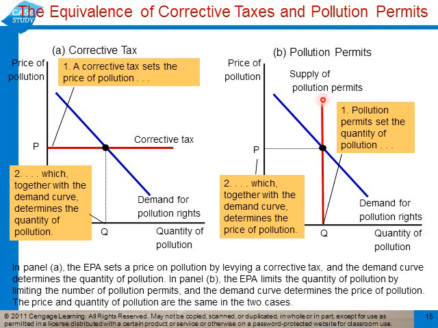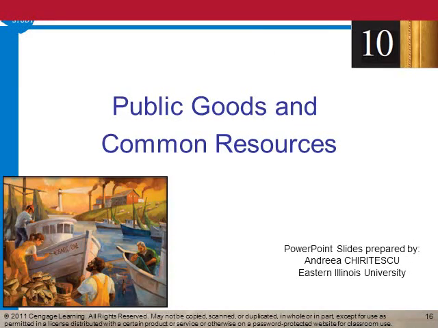Another way is to establish not a tax but a quantity of pollution. Say, okay, we allow you to produce such and such level of pollution. Society can take this level of pollution, and based on this, the price of pollution comes out of this equation.